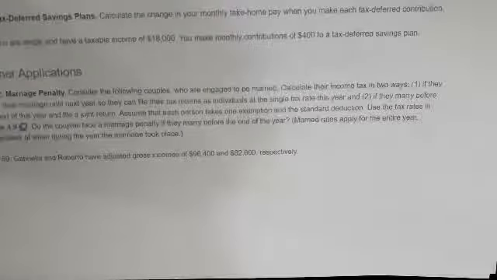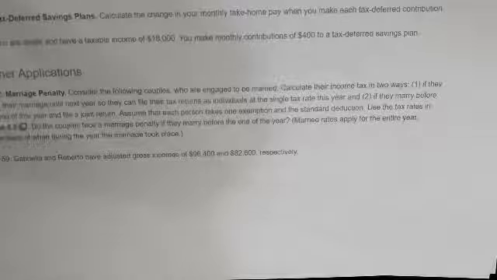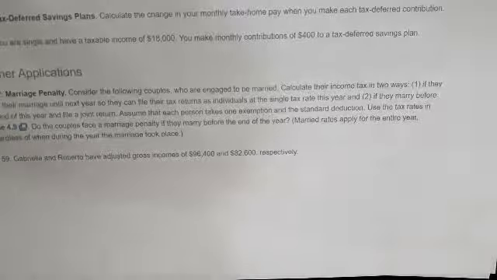Okay, so you're single, have a taxable income of 18K, and you make monthly contributions of 400 to a tax-deferred savings plan. We want to calculate the change in your monthly take-home pay when you take each tax-deferred contribution. So if we're single and making 18K, what does that tell us? We can kind of ignore these things I just put on here. What bracket are we falling into? So we're not going to go past the 10% bracket.